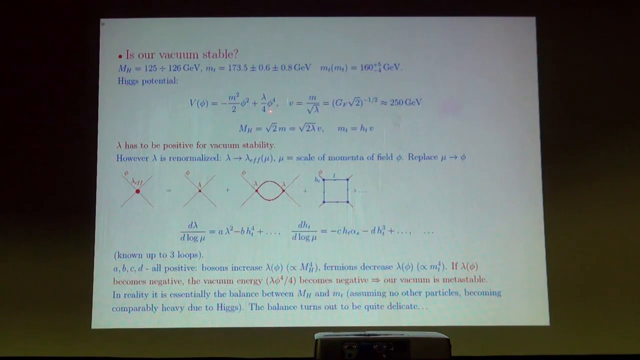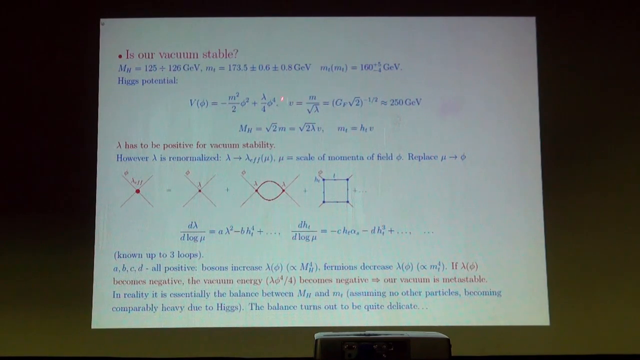Because if lambda is negative, then no matter how big the mass term is, at sufficiently large phi, the quartic term would win, and the system would be unbounded from below in terms of energy. But now, lambda, as written here, is not a constant parameter. It is renormalized, and it depends on the circumstances under which it is being measured. If it is measured in processes with large momentum transfer, the one which enters the mass of the Higgs is the one which is measured at the mass of the Higgs.